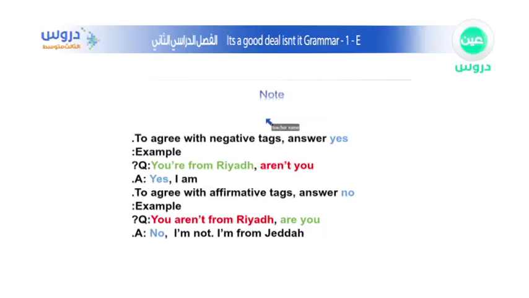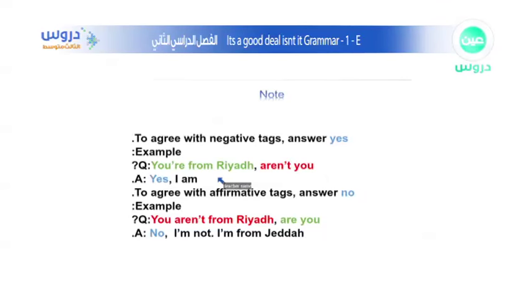Note. To agree with negative tags, answer yes. For example, you are from Riyadh, aren't you? Yes, I am. To agree with affirmative tags, answer no.